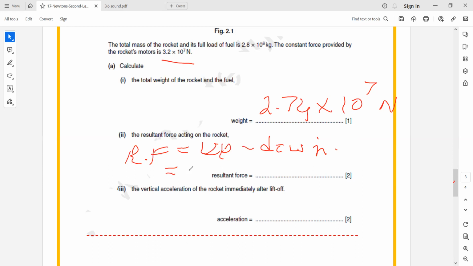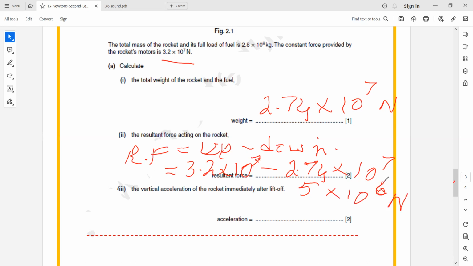Means 3.2 times 10 power 7 minus 2.74 times 10 power 7. So when you solve it, what would be the answer? 3.2 minus 2.7 is 0.5, or if you write it in standard form, this is 5 times 10 power 6. So this is the difference of these two forces.